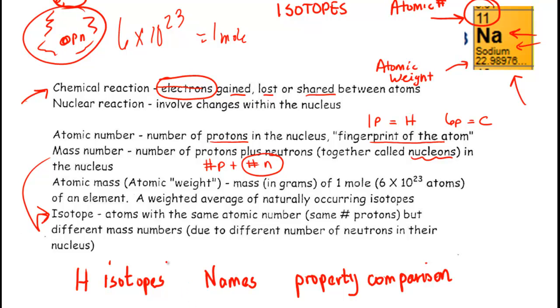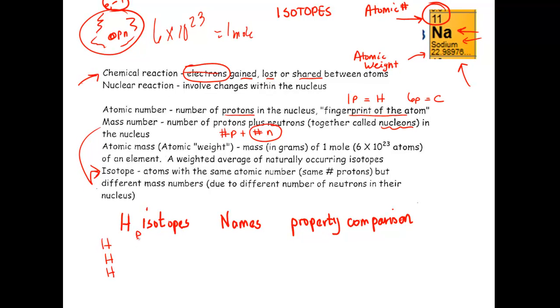So let's just take a look at hydrogen. When we think about hydrogen, there are actually 3 isotopes of hydrogen. And each of those isotopes has 1 proton. But we can have 0, 1, or 2 neutrons. And because the mass number is the protons plus the neutrons, we can have a mass number of 1, 2, and 3.